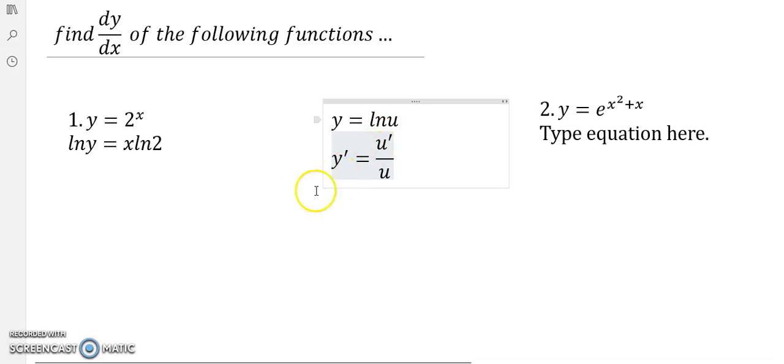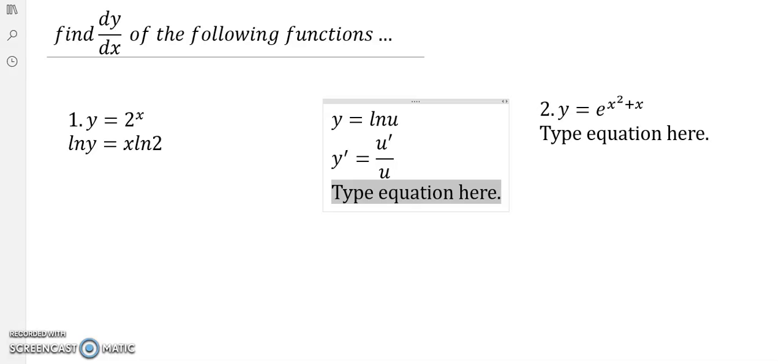Okay guys, here on the right hand side we got two functions. We have this function x and ln 2. If you recall well, whenever we have two or more functions that are multiplying each other, that's where we use the product rule. Then we have y equal to fg.